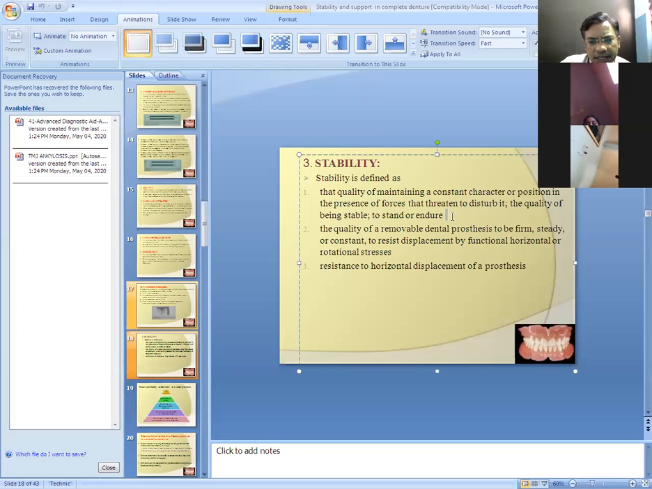So our denture should be stable in the oral cavity. It should not be dislodged by cheek or tongue movement. If the patient raises his tongue, it should stay. When the patient sucks, speaks, or swallows, it should remain in its original position. That is called stability. Stability means resistance to horizontal displacement of the prosthesis.